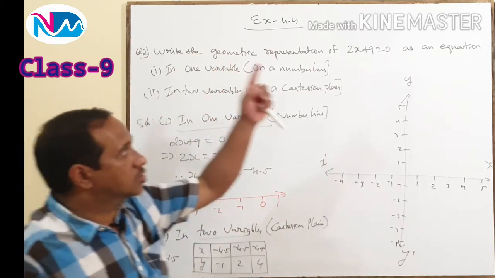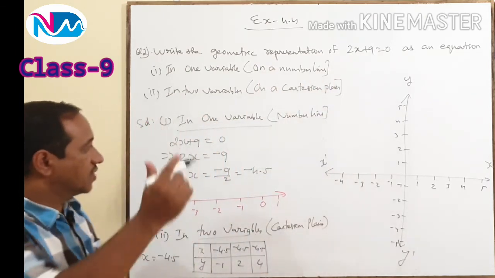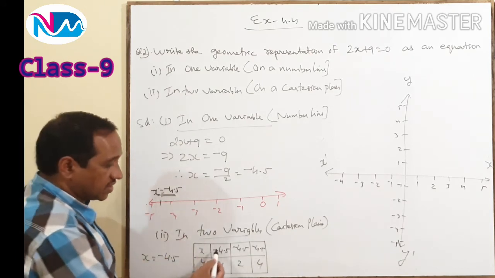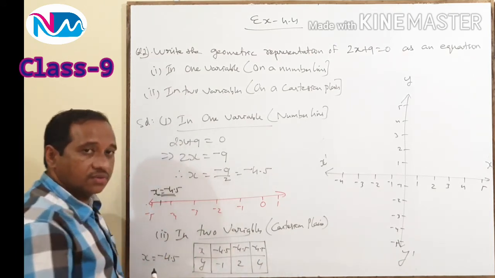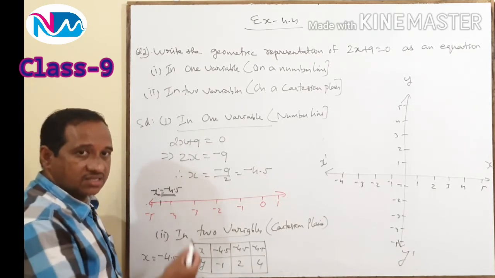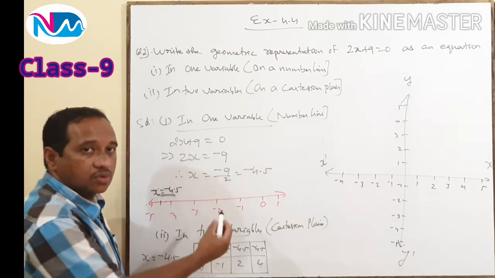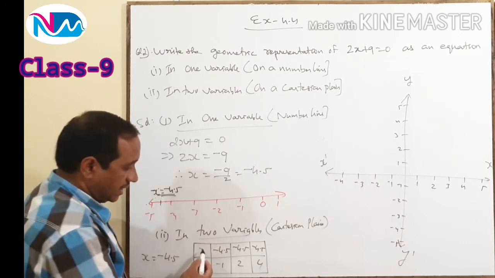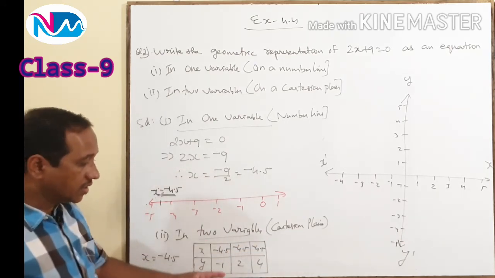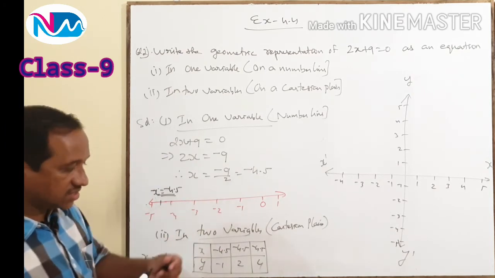To represent this equation in two variables, here we have x is equal to -4.5. So keeping the value of x equal to -4.5, I give different values for y, and as a result we are getting a few coordinates in which x is -4.5. Now I am going to plot these points in the Cartesian plane.